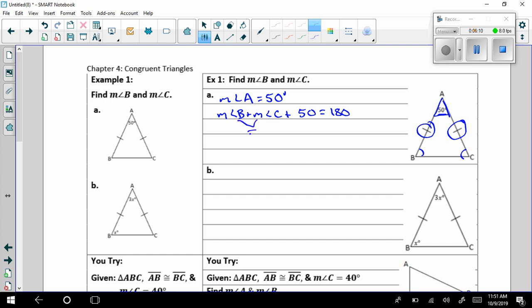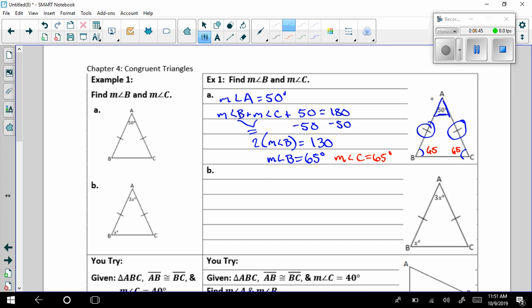Well, these are equal, so you can replace that with an x or a y, or you can just say 2 times the measure of angle B is, take away 50 here, 130. So that means the measure of angle B is 65 degrees, which automatically infers then that the measure of angle C is also 65 degrees. Okay, you can double check yourself, add those three angles up, and see if they add to 180.